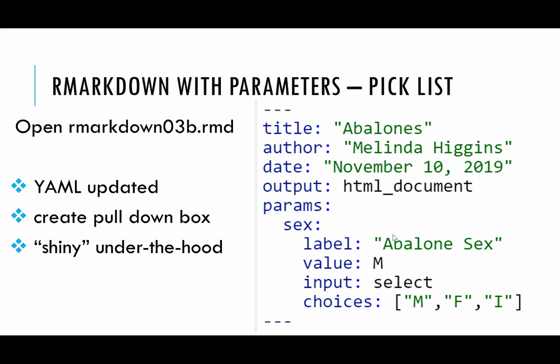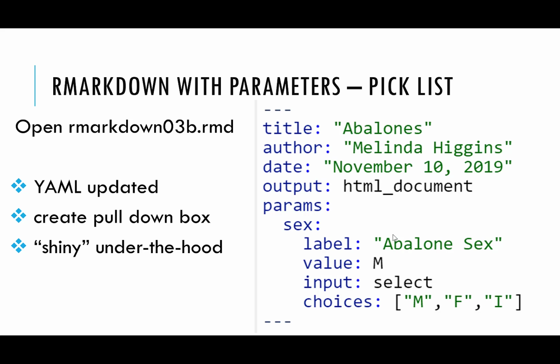So you can start to set up these things, and I don't want to get too far because you could spend all night just talking about YAML stuff. But you can set up a label, a value, an input, and choices. And so this is beginning to give you a little glimpse into what Shiny programming begins to look like.